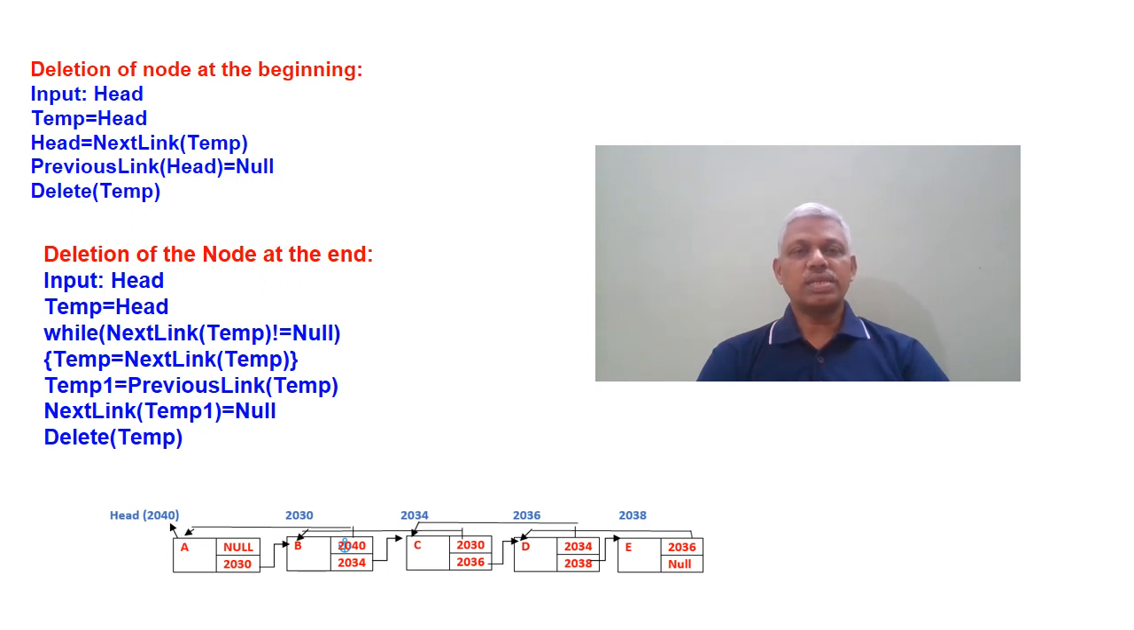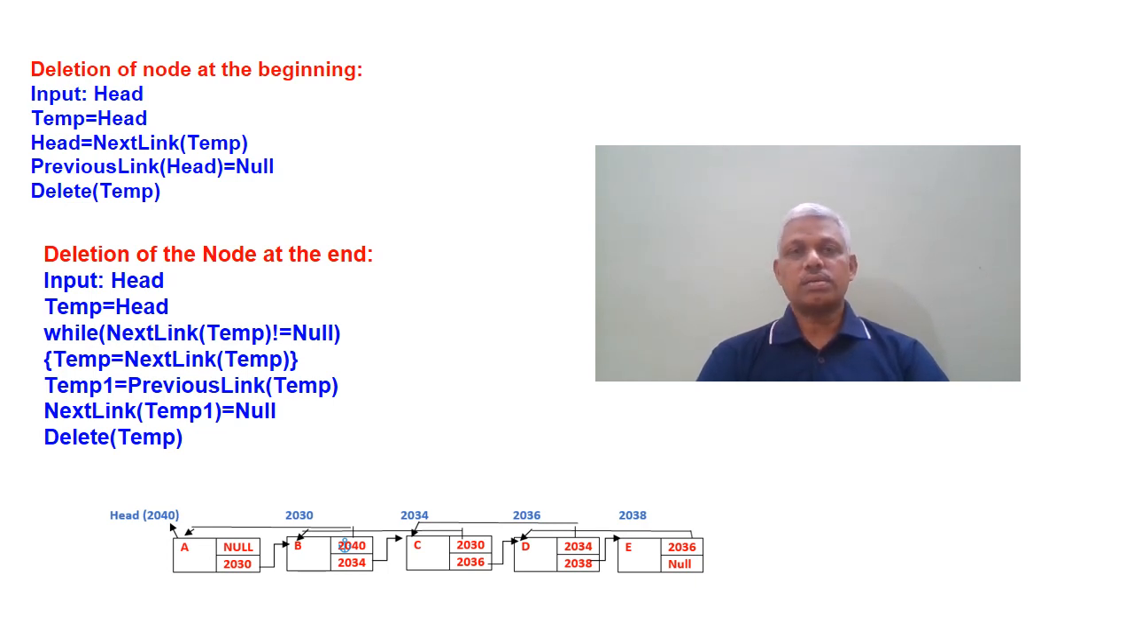Similarly, when it comes to the deletion of the last node, start at the head node and keep on tracing until you reach the last node. So temp is equal to head, while next link of temp is not equal to null, keep on moving. Temp is equal to next link of temp, and temp1 is equal to previous link of temp, which is also maintained to identify the last node.